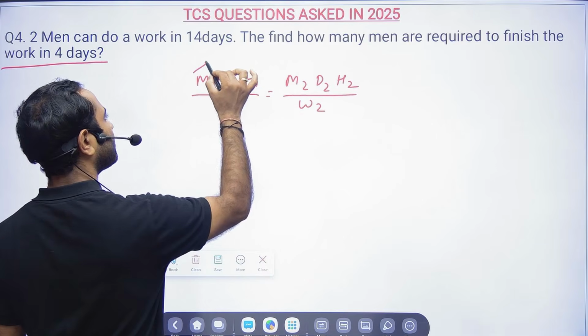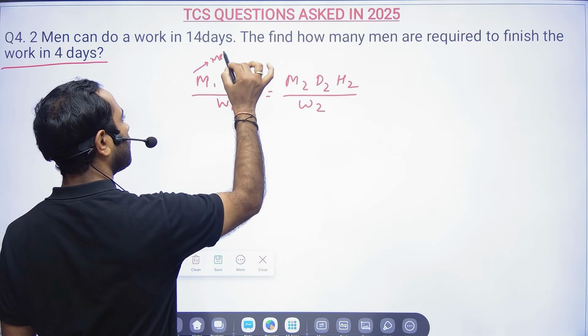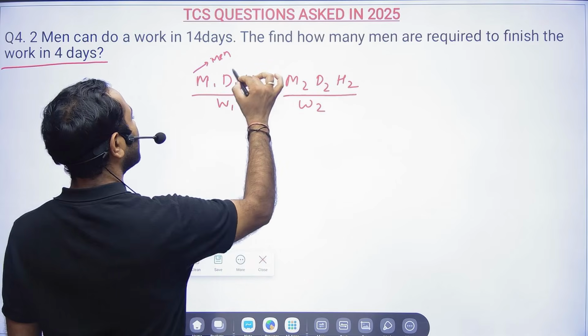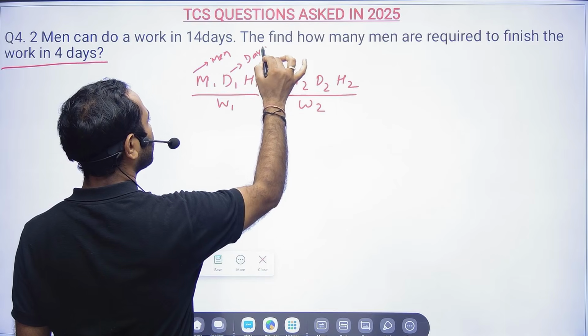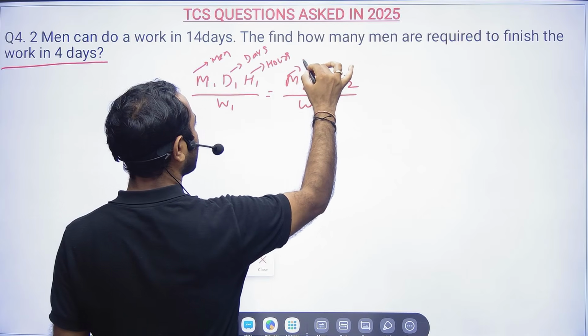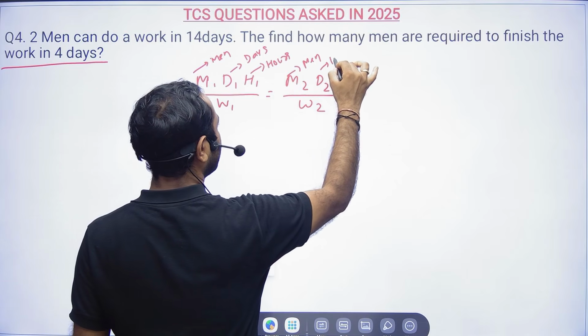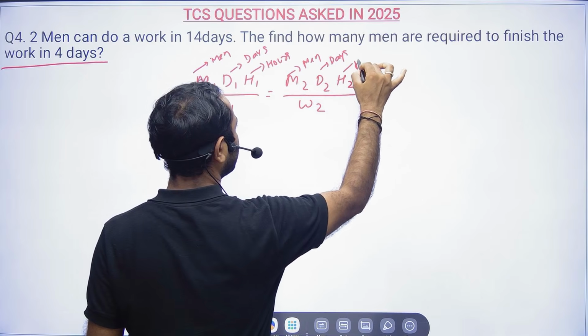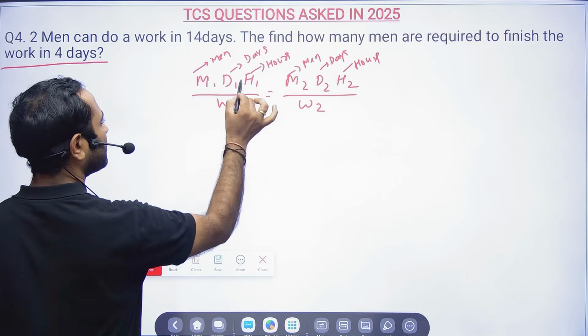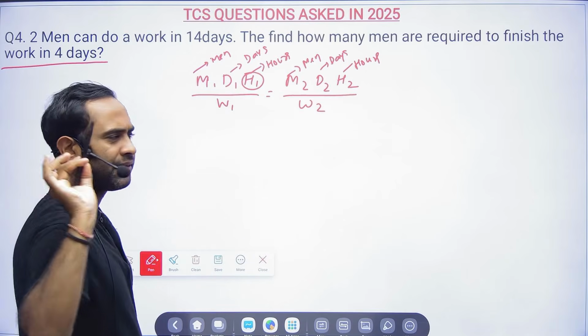Now M is the number of men. Sir, what if they have given women? Arey bhai, men or women means number of people basically. D is days, H is hours, and W is work. Now, if hours is given, you utilize it. If it is not given, leave it.